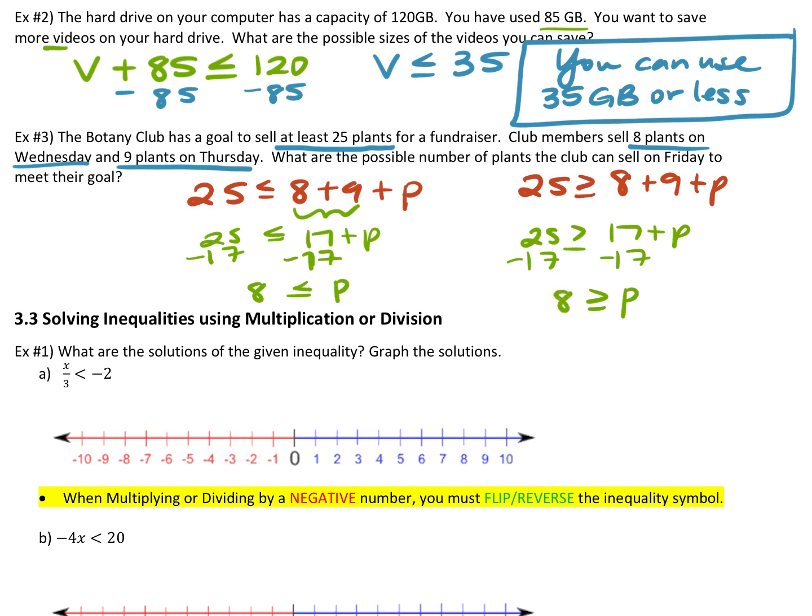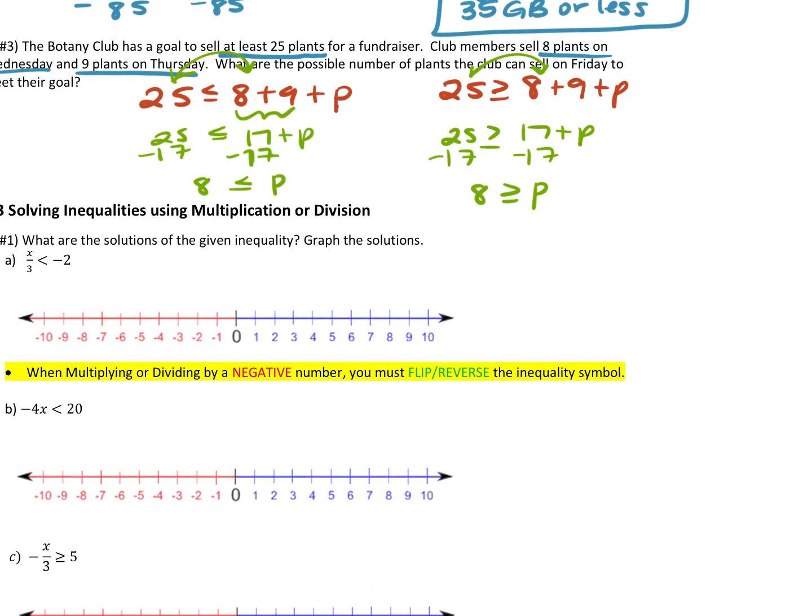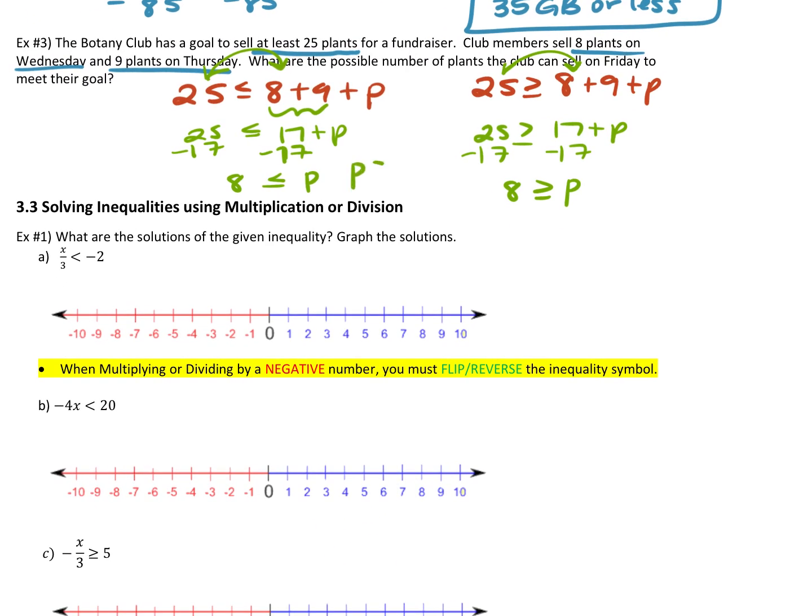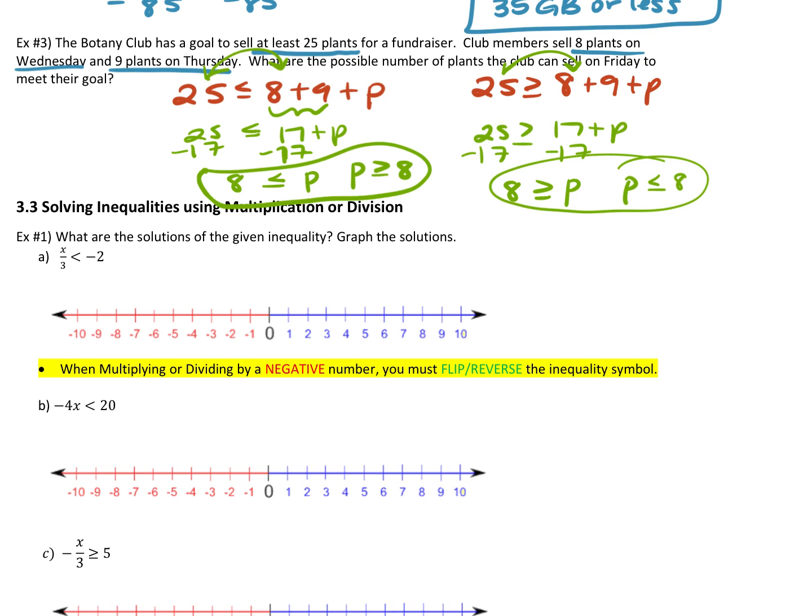This says two different things. Now, I personally, when I set up my initial one, I flip-flop the whole thing because I like to have the variable first, but you don't have to. Okay, but think of it this way. The plants has to be greater than or equal to 8 if we flip this one around. The plants has to be less than or equal to 8 if we flip this one around. If we want to meet or exceed 25, oh, it has to be greater. No, it's the first one. Plants have to be greater. It's the first one, right?